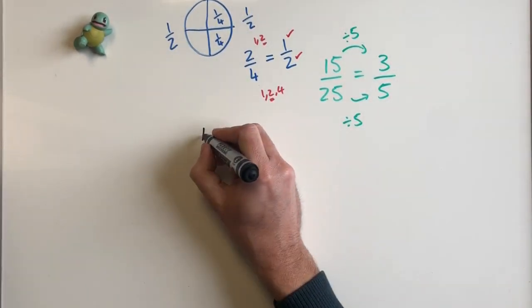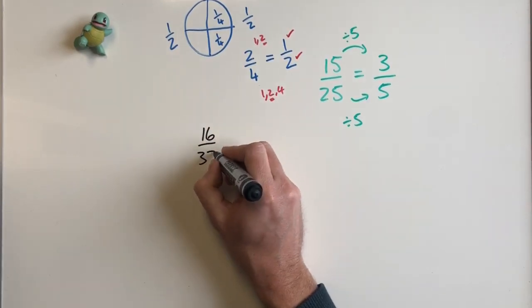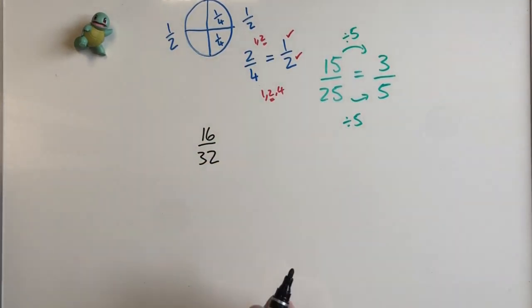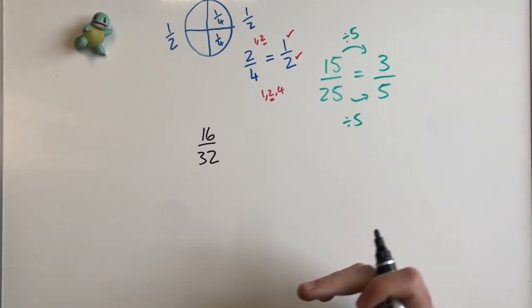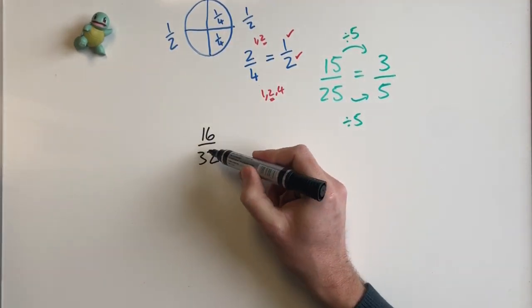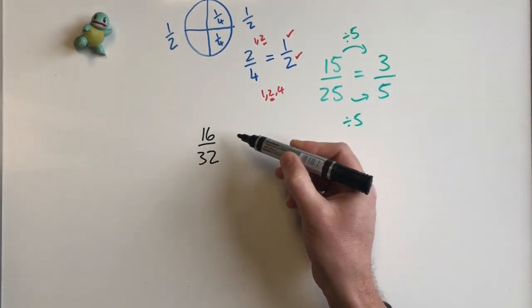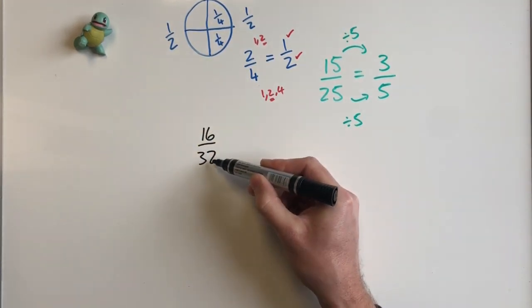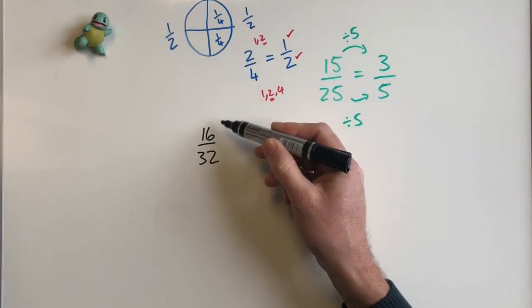Let's take 16 over 32. So what you would want to do is get the largest common factor. In this case, the largest common factor between 16 and 32 would be 16, because 16 could go into 16 and it could go into 32. So this is actually a half.